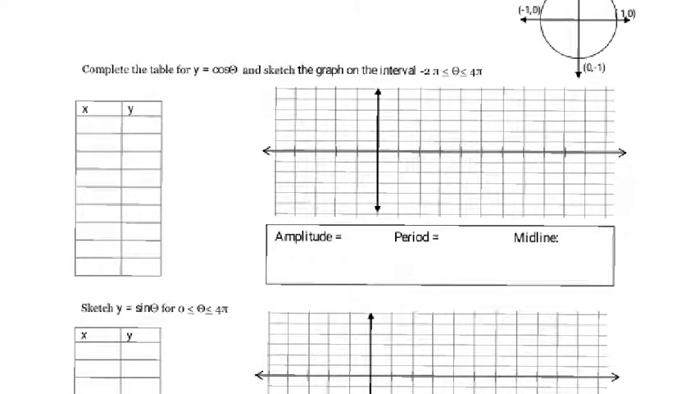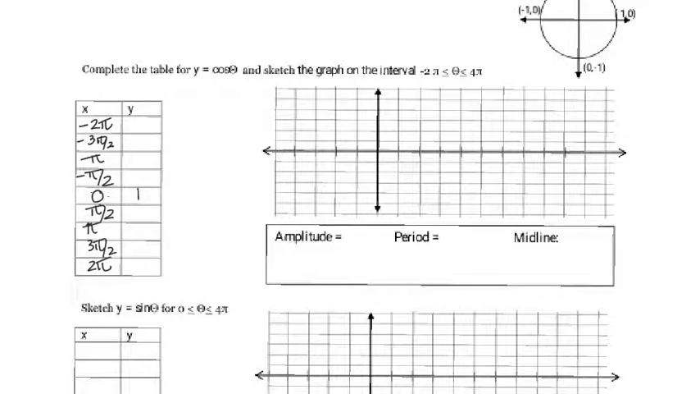So this one is asking us to complete the table for cosine first. So I'm going to do this. Negative pi over 2, 0. Oops, I forgot regular pi. Oopsies. Hopefully you weren't writing yours in pen. Pi over 2, pi, 3 pi over 2, and 2 pi. So now I've got a good range.